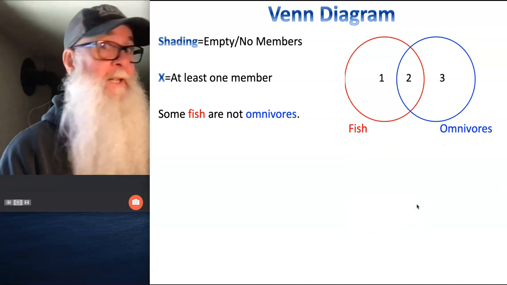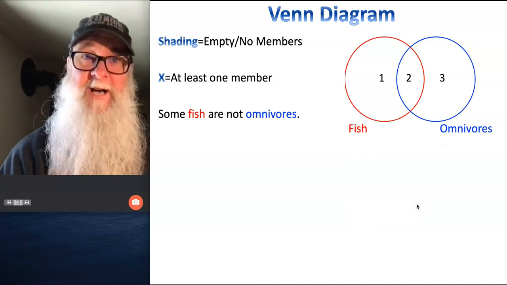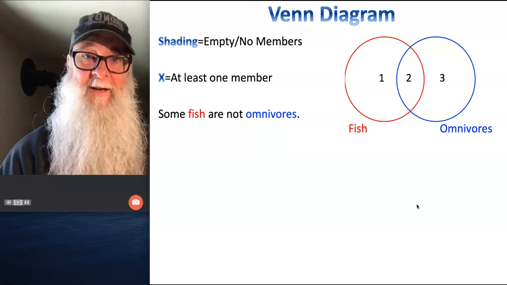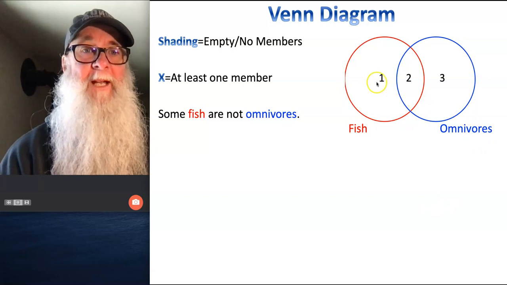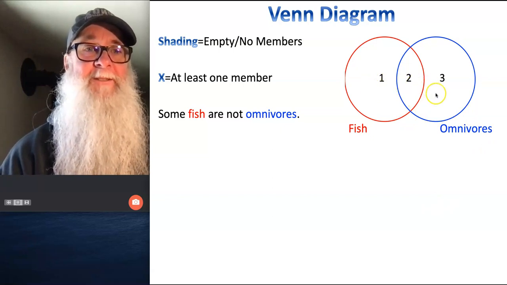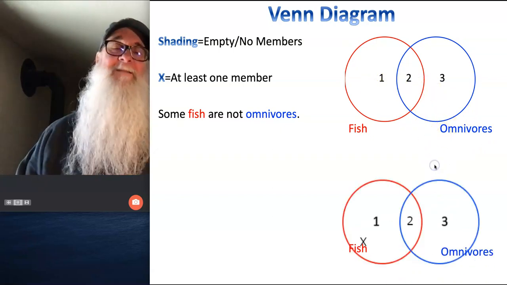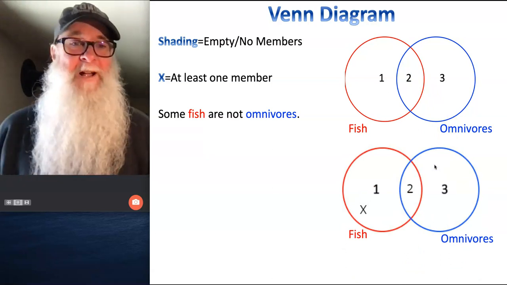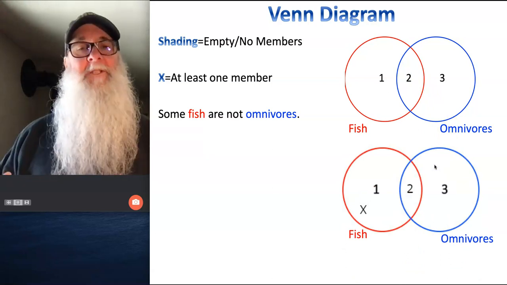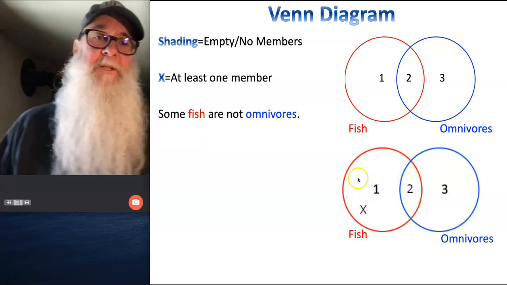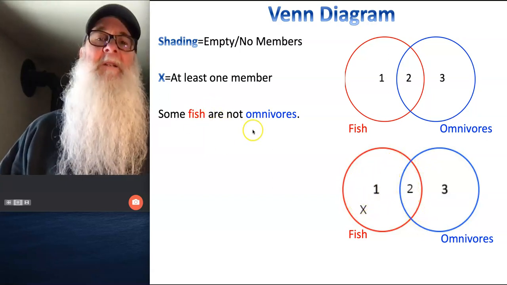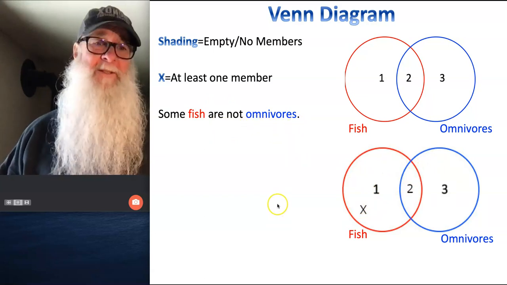Now, imagine I wanted to say, some fish are not omnivores. Okay, some, at least one, which means I'm going to use an X. Do I put the X in area 1, area 2, or area 3? Wow, you're really rocking it. Okay, yeah, area 1. Because area 1 is going to have fish in it, but notice they're outside the omnivore building. So any fish over here in area 1, those are going to be fish that are not omnivores. And that's what the statement says.